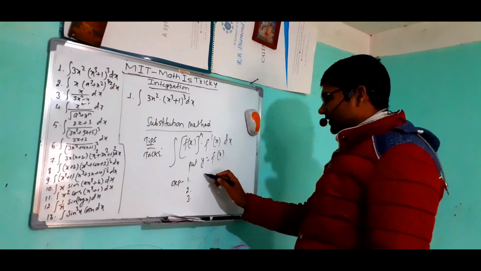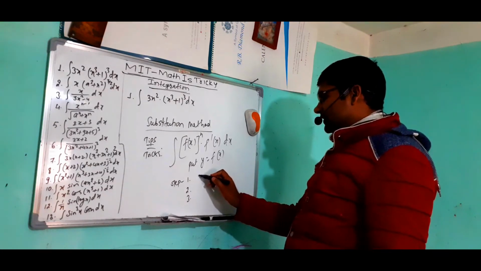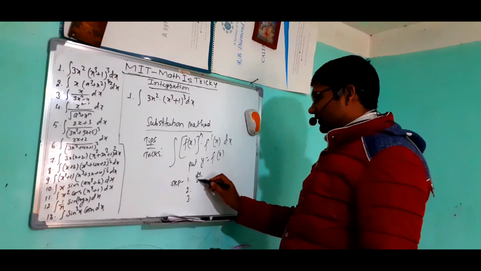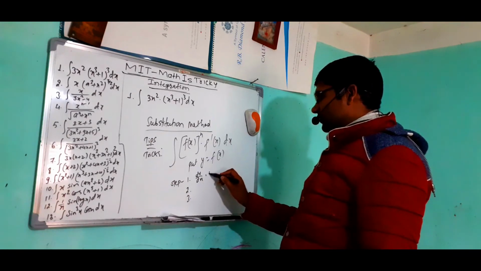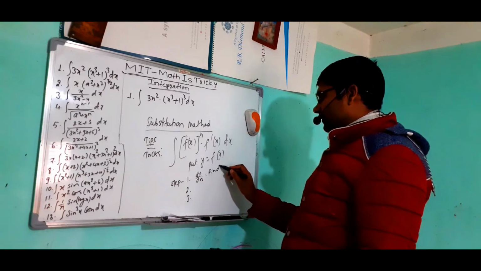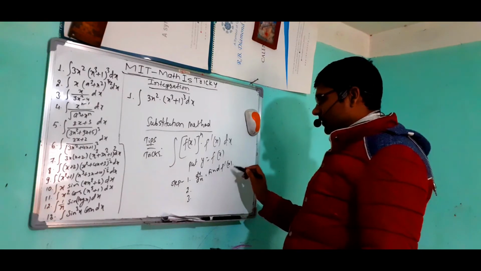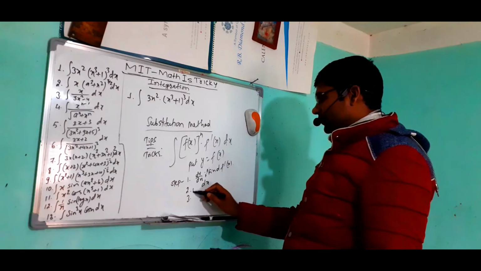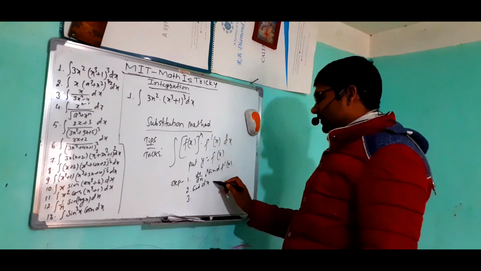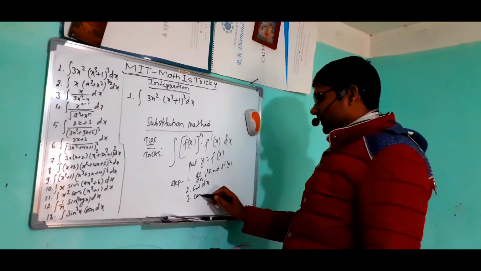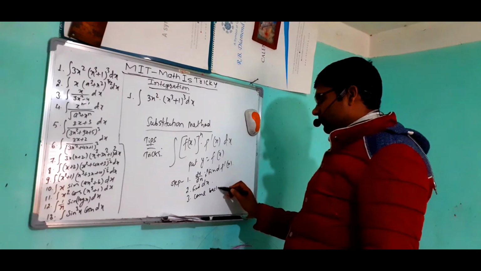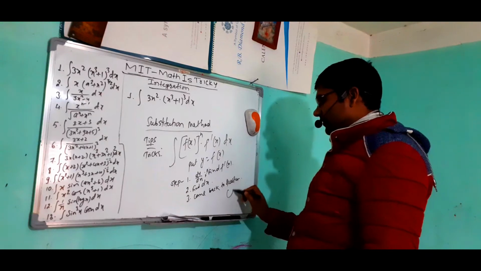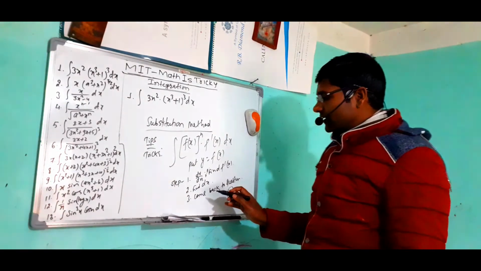First step, after substitution, you find dy by dx, that is, find f dash x. Then find dx, come back to the question, and the question will be solved. So these are the 3 steps.